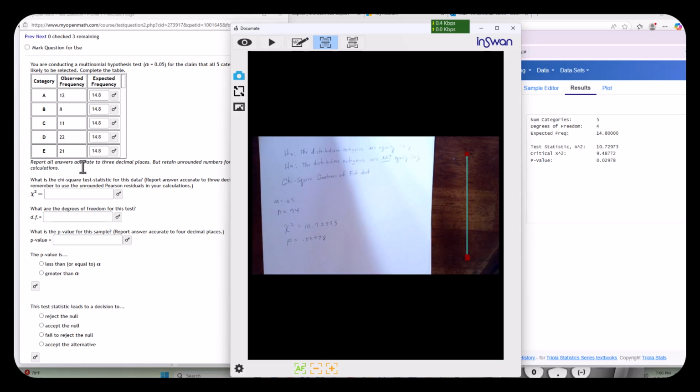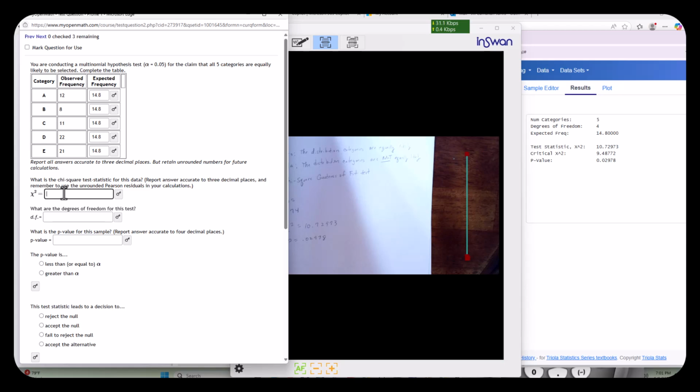So let's see what we got here. Chi-squared, how many places? 3. It is 10.730. Degrees of freedom: there's 1, 2, 3, 4, 5, so k minus 1 is 4, which it tells you here. P value 0.029. Need 4 places, 98.